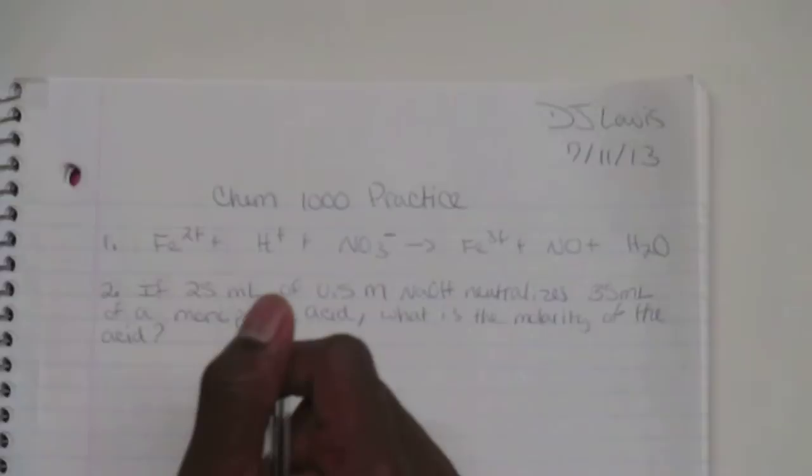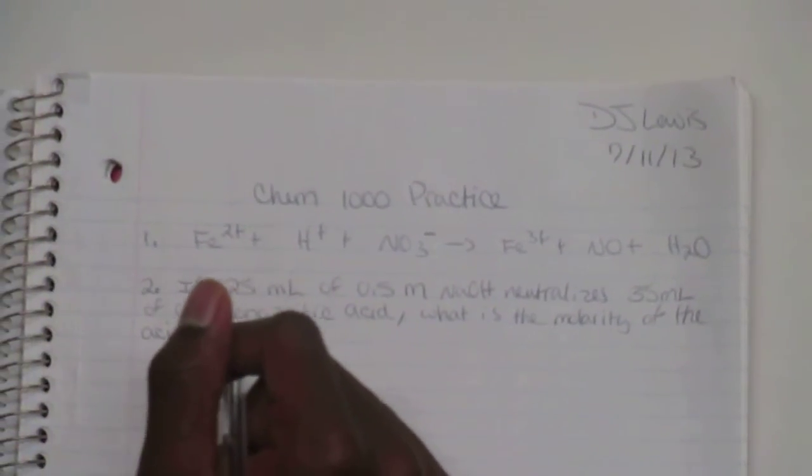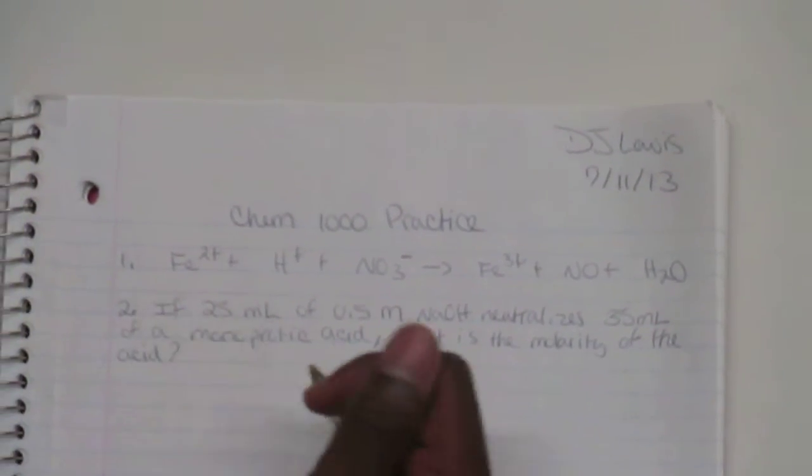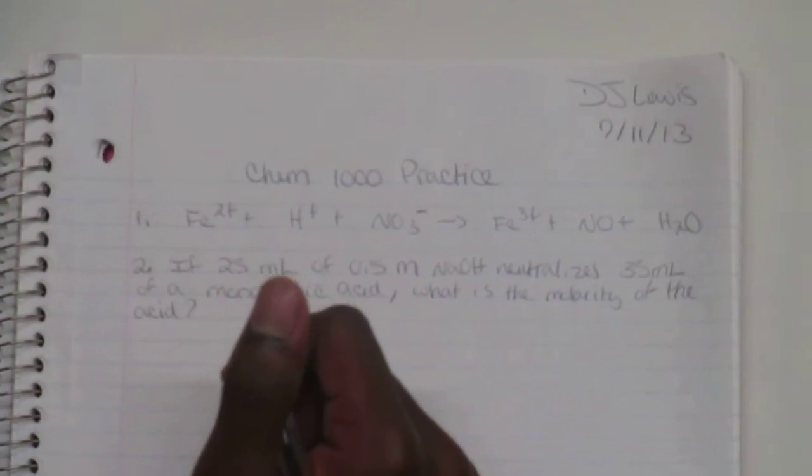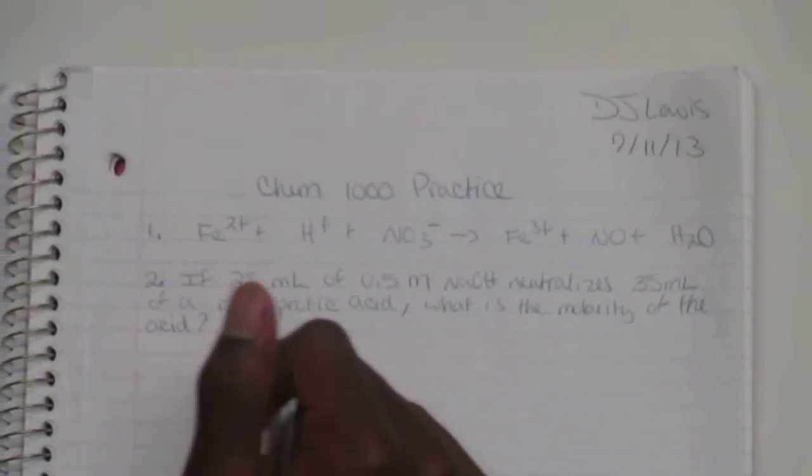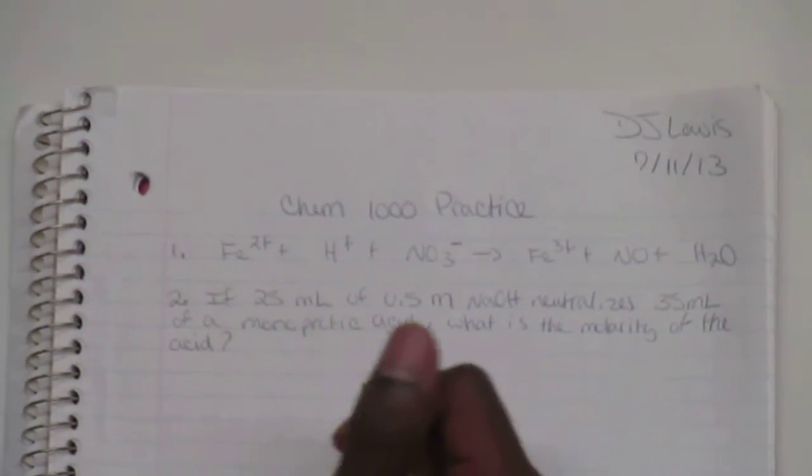Let's look at problem number 1. Here we're asked to balance this equation: Fe2+ plus H+ plus NO3- yields Fe3+ plus NO plus H2O.